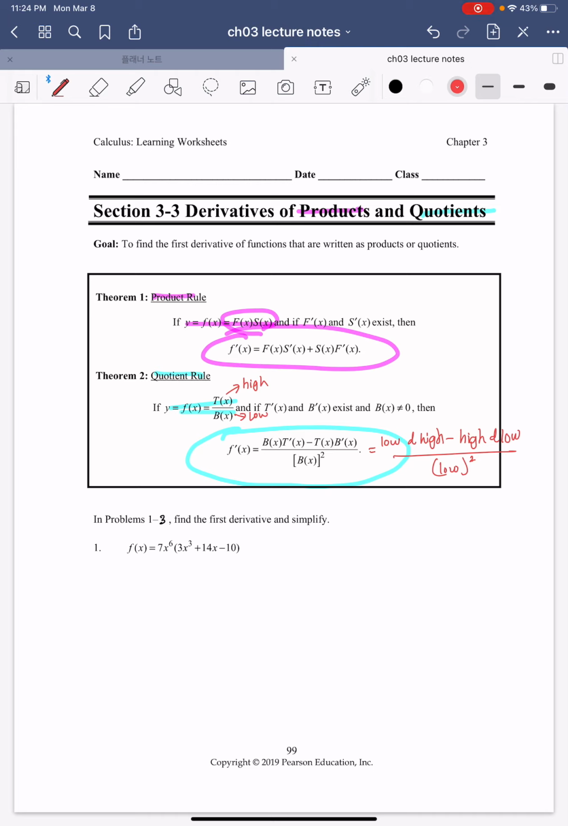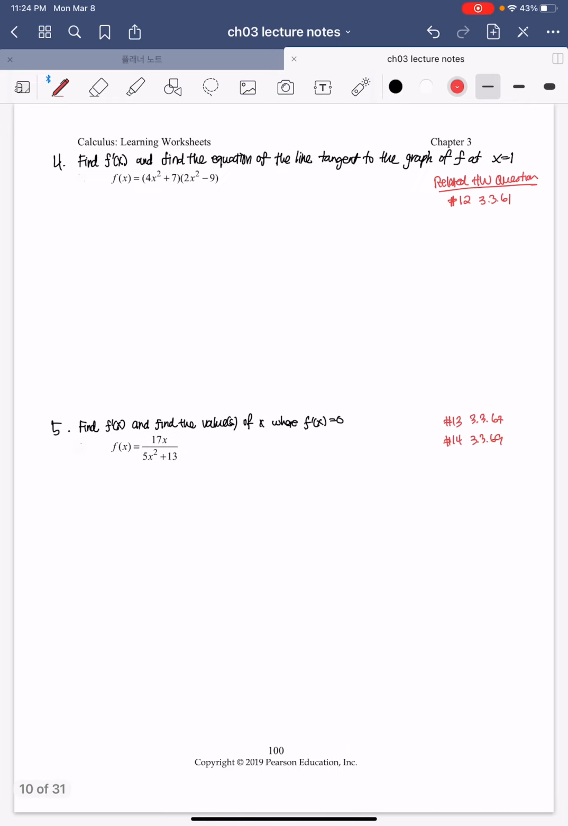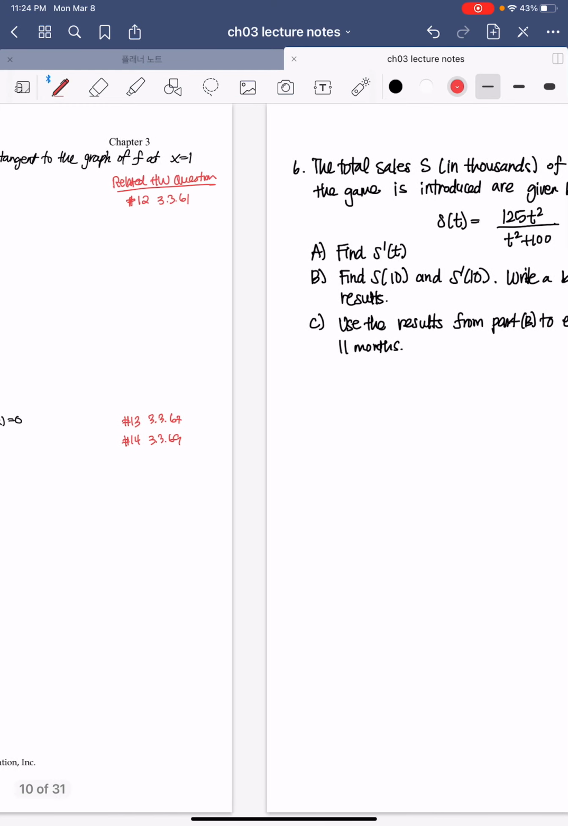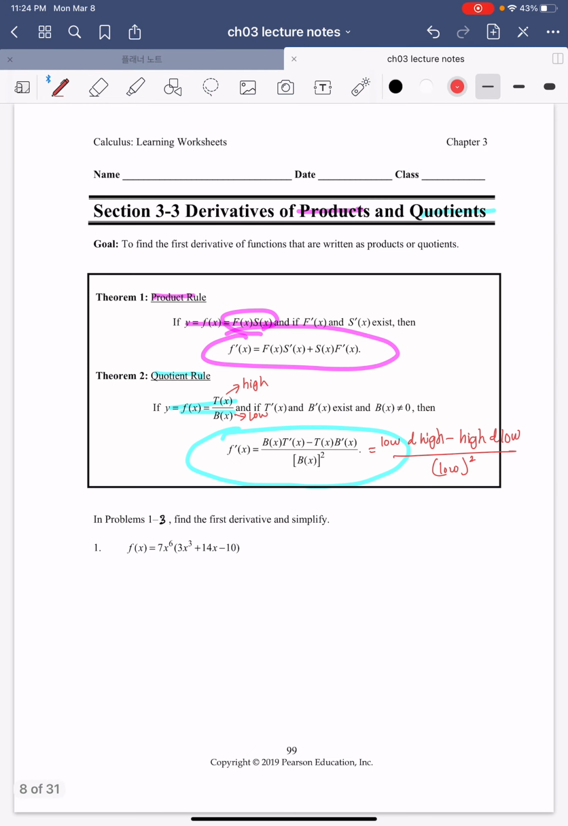So we only have two theorems. All we have to do is identify the function as a multiplication or division and apply it. So we are going to do a bunch of practice. We have 6 problems to practice. Let's begin with the first one.